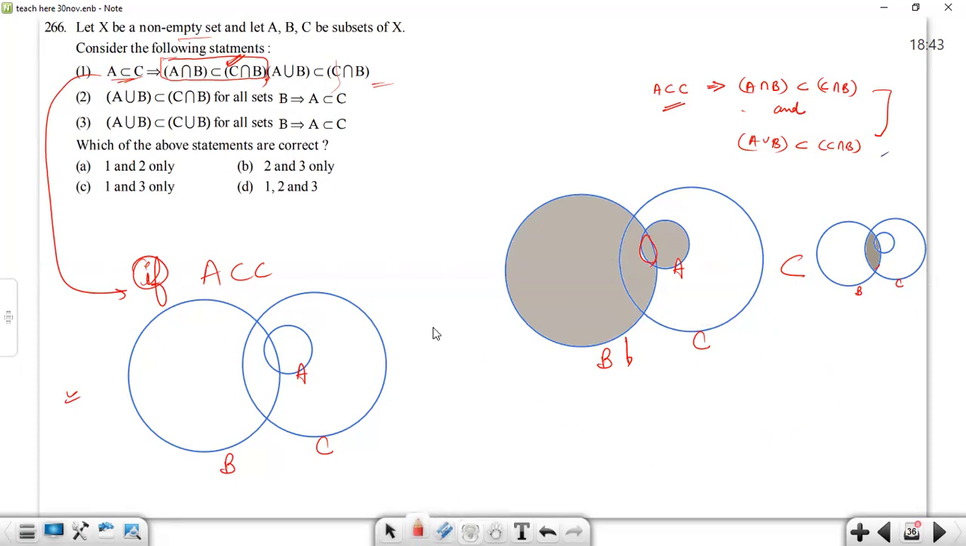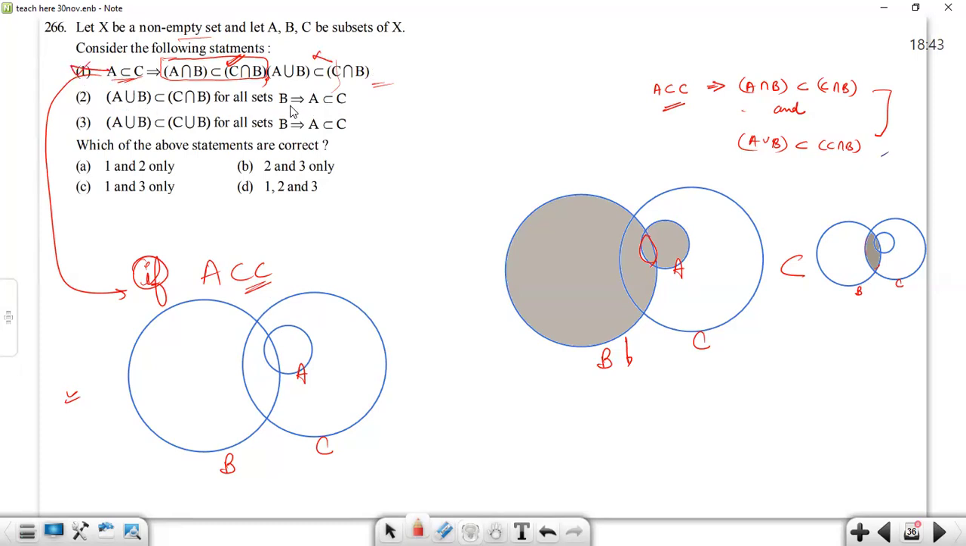Simply when we say A is a subset of C, basically A was a set which was completely included in C. So is this set completely included in this particular set? No. So this particular condition is wrong. Okay, so this is wrong.